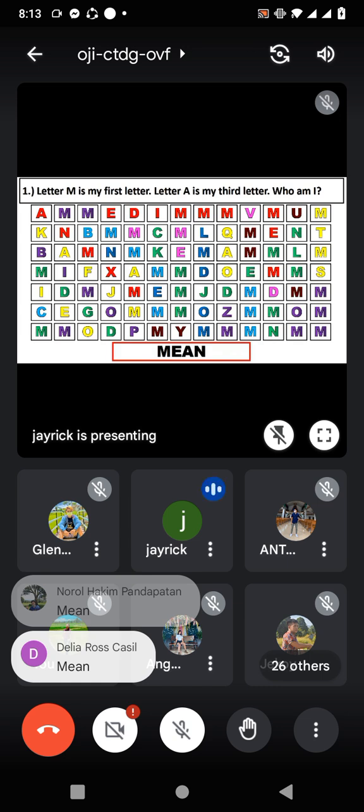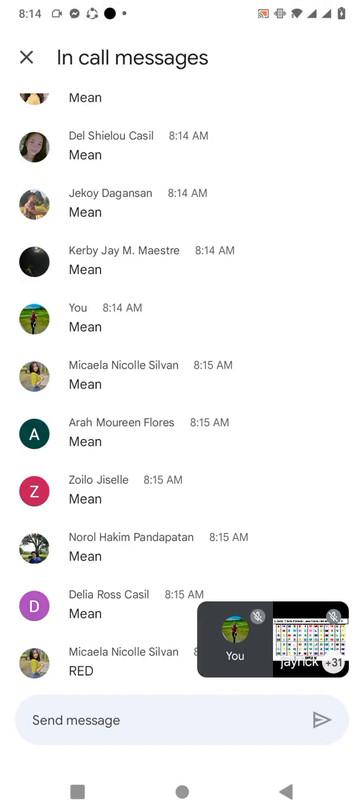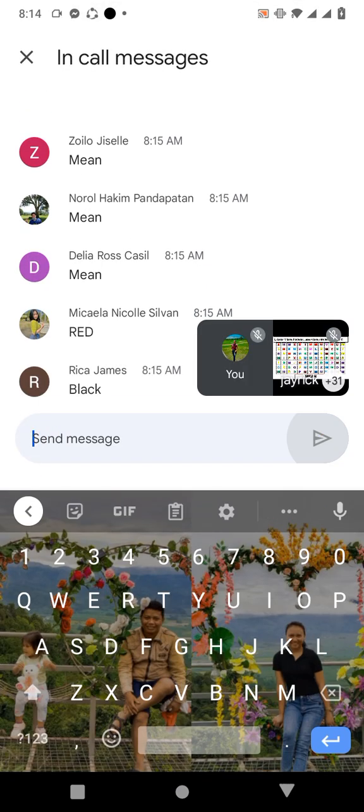Another question. If you have seen these words, just prove this to me. What color does each of these letters of the word mean have? Again, what color does each of these letters of the word mean have? You may now send your answer.